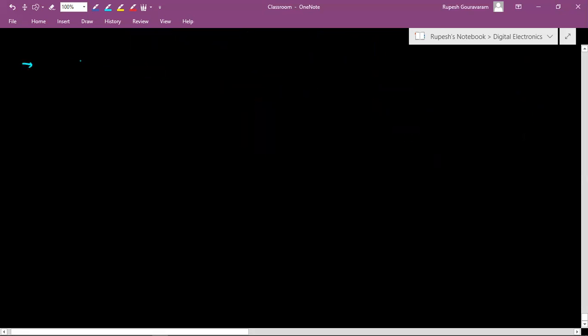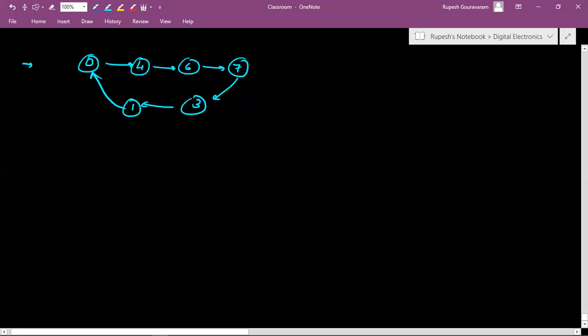Suppose let us say I have a sequence 0, then 4, then 6, then 7, then 3. From 3 it goes to 1, and from 1 it goes to 0. How many states are there? 1, 2, 3, 4, 5, 6. As there are 6 different states, this is a mod 6 counter. Here you can observe that in a binary system, to represent the greatest digit here you need 3 bits, 1, 1, 1, right? So starting from 0, 0, 0, it goes up to 1, 1, 1. 0, 0, 0 stands for 0, then 1, then 2, and so on up to 7.